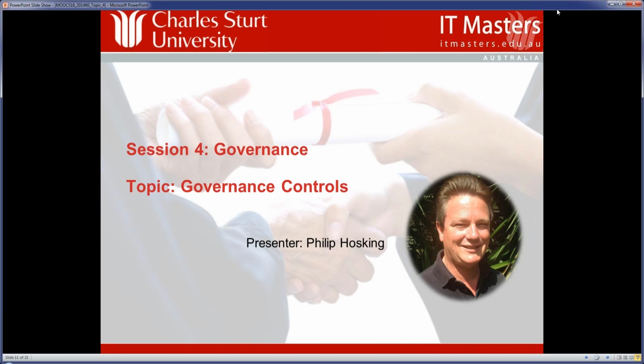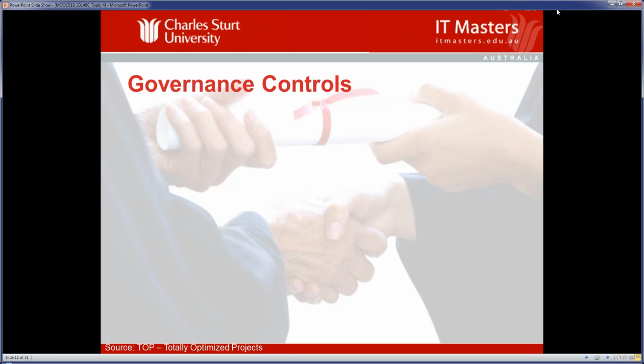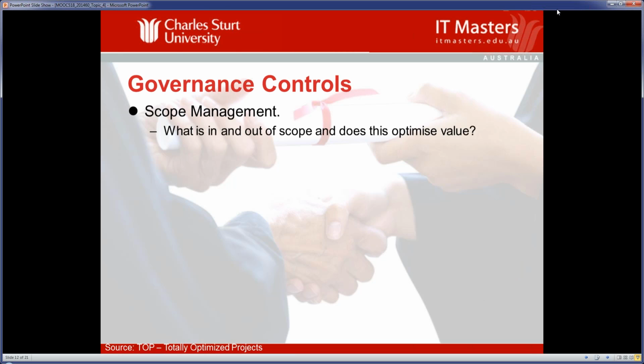So let's go. There are 6 of them, and once again, as I did last week, I'll go through each one in turn. So at a high level, what are the 6 control areas or areas of focus, and the sort of things we need to look for? The first one, as with any program or project, is the scope. So what we really want to understand is what's in, what's out of scope, and how does it optimize the value? So the things that are in and out of scope, how do they optimize value?